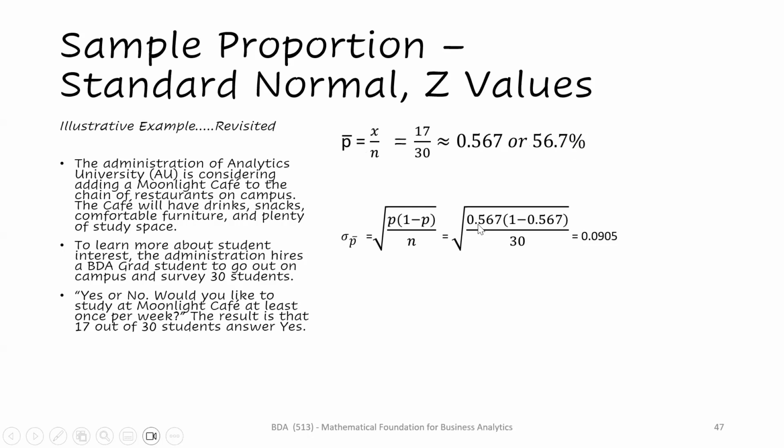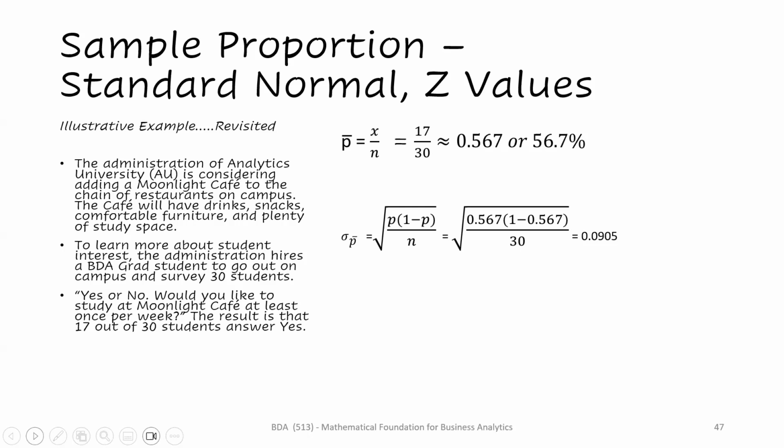That is 0.567 into bracket 1 minus p, over this. So in this sense, the p is the same as what you calculated for your p bar. Oh, okay. Please, are we all okay up to this point?